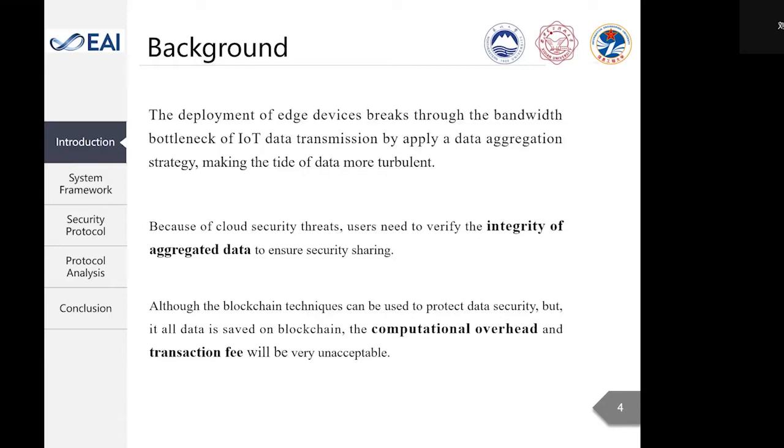Because of cloud security threats, users need to verify the integrity of aggregated data to ensure secure sharing. Also, blockchain technologies can be applied to protect data security. However, the computational overhead and the transaction fees would be very high if our data is stored on the blockchain. Therefore, an efficient data auditing scheme is needed in this scenario.